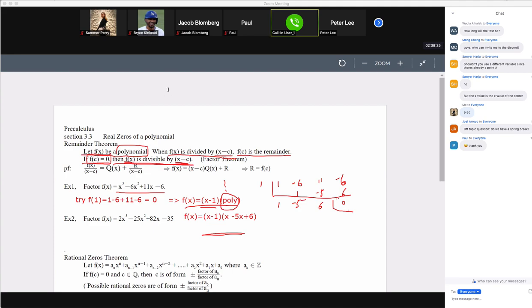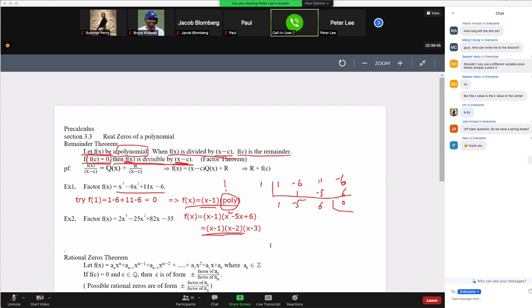Once we get to a quadratic, we can now factor the rest of it. So now, what is this equal to? That's x squared, so that is now equal to x minus 1, x minus 2, x minus 3. And now that's done.